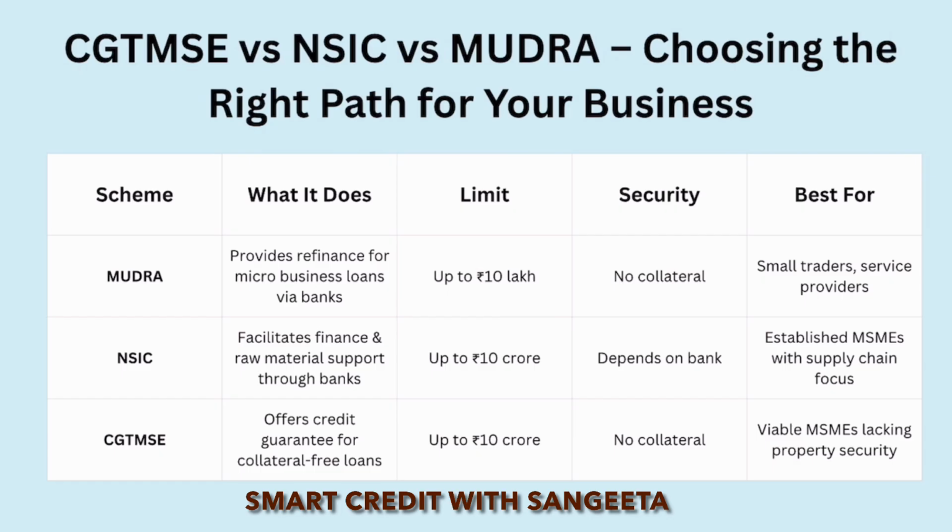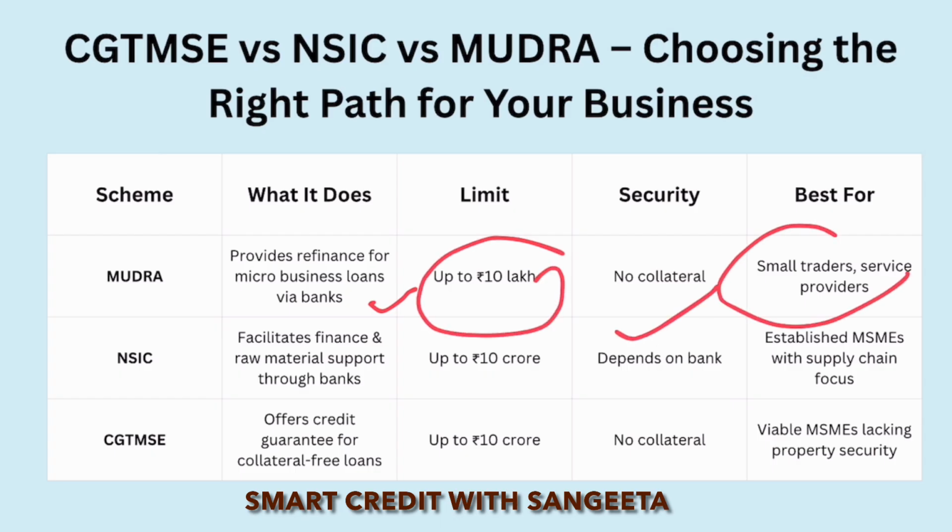One important thing, in India, entrepreneurs often get confused between three major MSME supports, that is Mudra, NSIC, and CGTMSE. They sound similar but serve completely different purposes. Let's understand the difference once and for all. First is Mudra. This provides refinance for micro business loans. The limit is 10 lakh, no collateral needed, best for small trade and service providers.